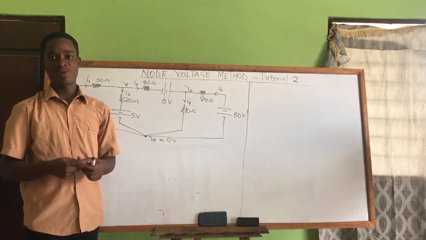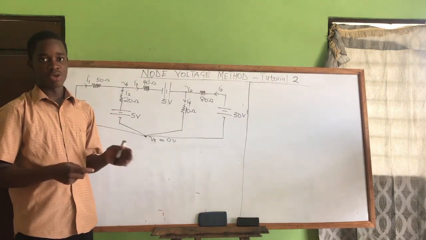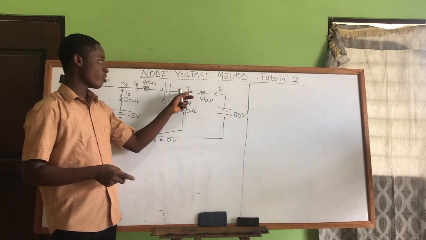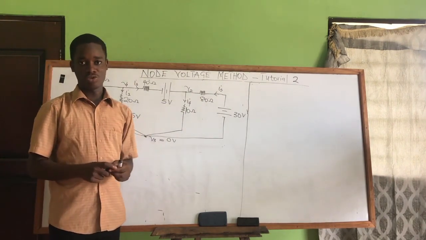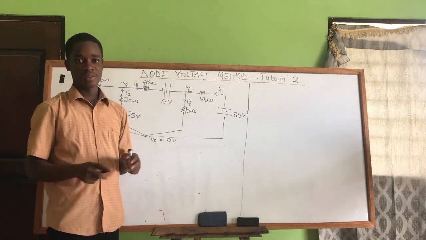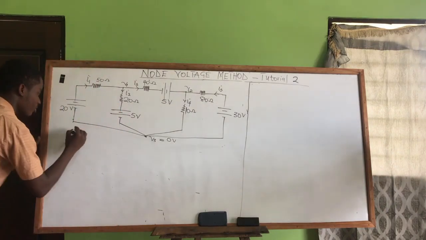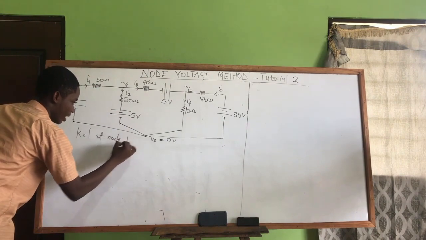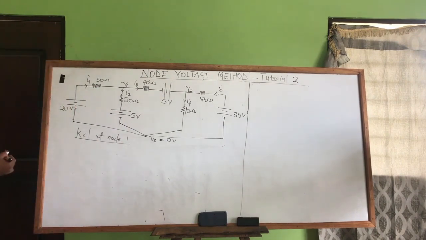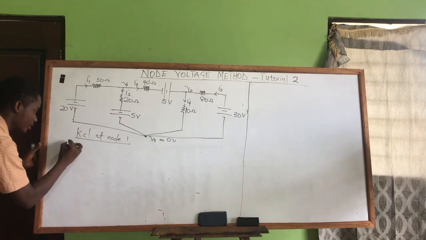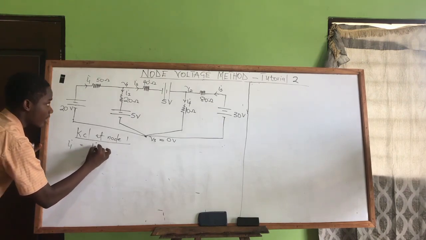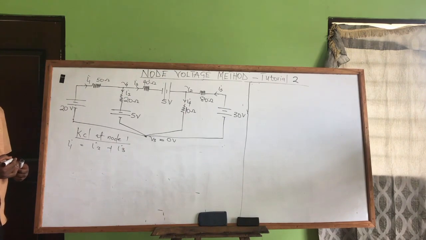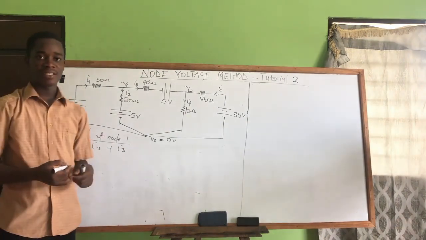So we now proceed to write KCL at the non-reference nodes. That is KCL at node 1, and we also write KCL at node 2, because those two are unknown. So let's start with KCL at node 1. What is the KCL at node 1? I1 entering is equal to I2 plus I3.